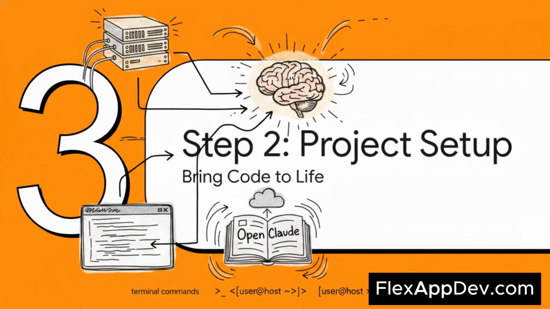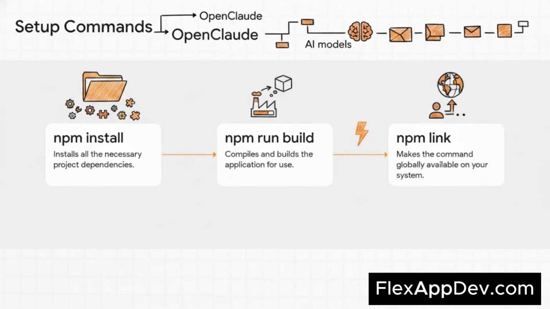All right, with our system all prepped and ready, let's move on to the project setup. This is where we use a few simple commands in the terminal to bring this code to life. Okay, once you've unzipped that project folder, open it up in your terminal. You're just going to run these 3 commands. First is npm install, which just goes out and grabs all the other code libraries the project needs to work. Then npm run build, which, well, it builds the application. And finally, npm link, which is a really neat trick that lets you just type OpenClaude from anywhere on your computer to launch the app.